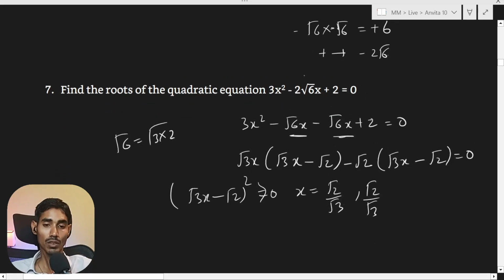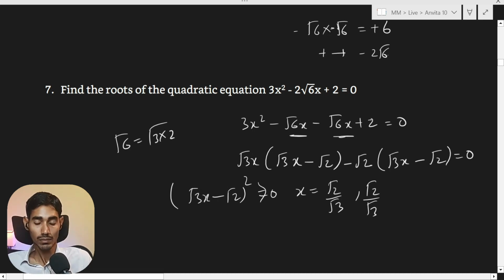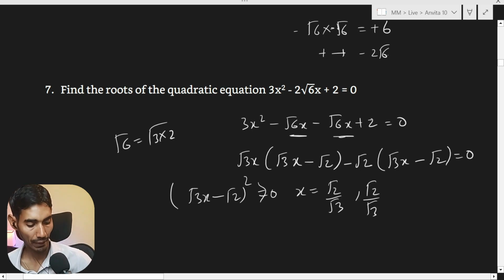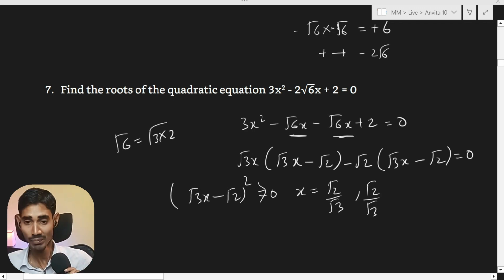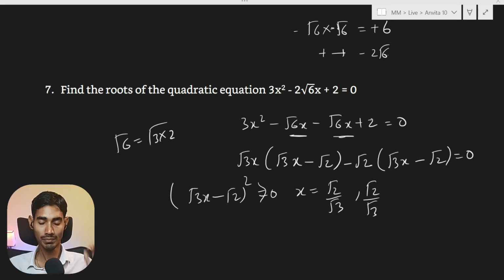All right. Understood your mistake? You missed x. Yes, sir. I missed x, so I would take out root 3x instead of 3x squared. Root 3x. And sir, then the second one also root 3x. Root 3x, yes, sir. Okay. So now understood.